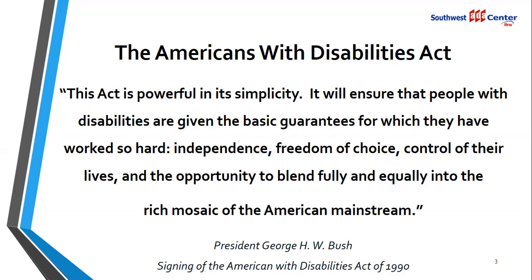The Americans with Disabilities Act. The Act is powerful in its simplicity. It will ensure that people with disabilities are given the basic guarantees for which they have worked so hard: independence, freedom of choice, control of their lives, and the opportunity to blend fully and equally into the rich mosaic of the American mainstream. This is by our first President Bush, President George H.W. Bush, at the signing of the Americans with Disabilities Act of 1990.